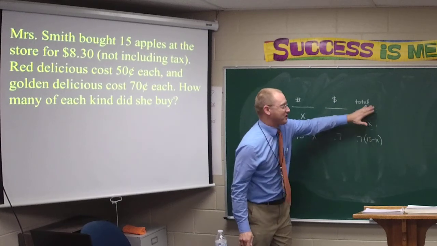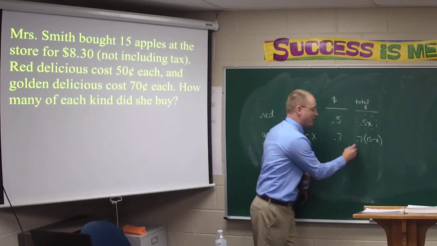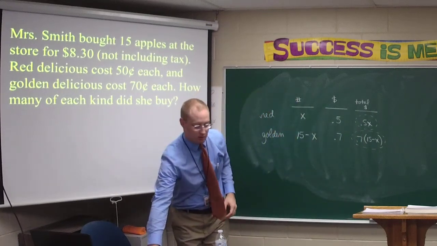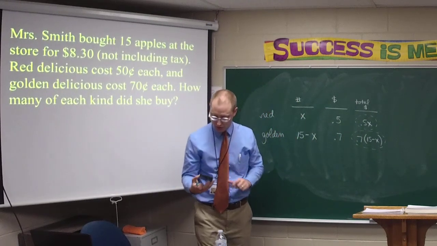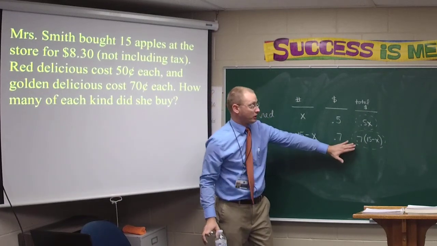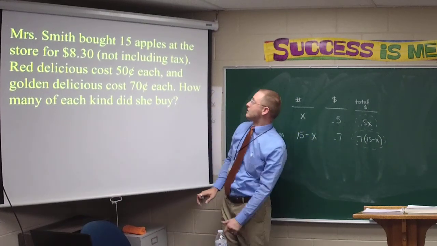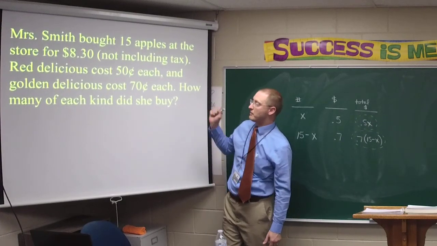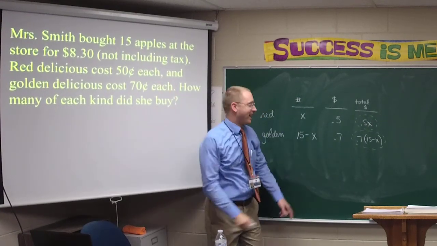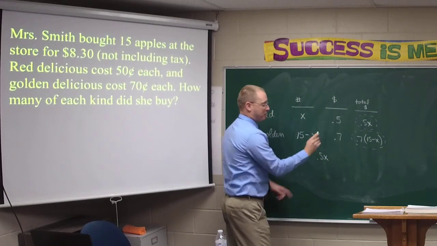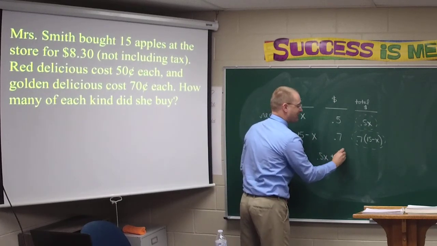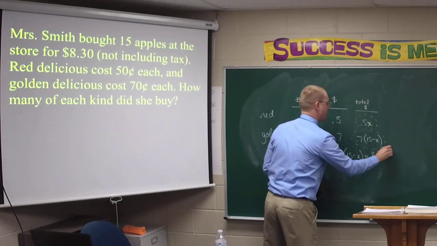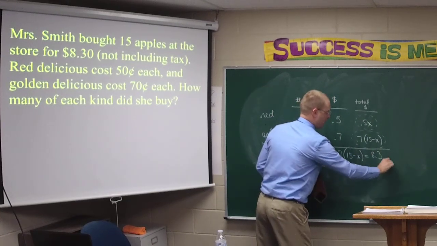This is all the money Mrs. Smith spent on red delicious apples, and this is all the money she spent on golden delicious apples. All right. If this is all the money she spent on golden delicious apples, and it tells me she spent how much money? No, she didn't spend $15. $8.30. I can take the money she spent on the red plus the money she spent on the golden, and that's going to equal all the money she spent put together.